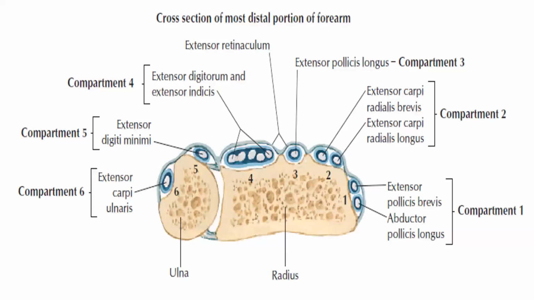This is a transaxial view showing you the compartments, where you have the extensor pollicis brevis, abductor pollicis longus, etc. As I mentioned, I'm not going to prolong this any further. Keep this in mind. This is a question that comes up in the boards, asking about the contents of one of the compartments.